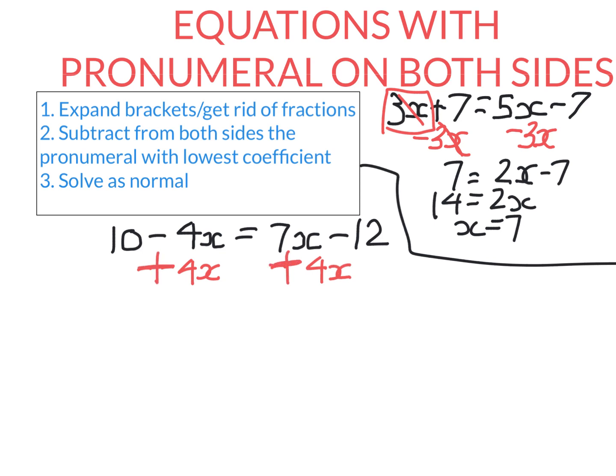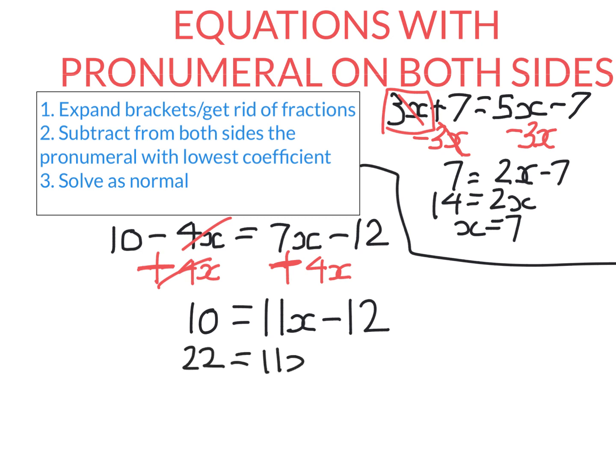I'm adding 4x to both sides here because it will get rid of the x on this side. I will be left with 10 on this side. And on the right-hand side, 7x plus 4x is 11x. So I'm left with an equation in which the pronumeral is only in one spot. I can solve like normal. I can just add 12 to both sides and then divide each side by 11. I get x equals 2.